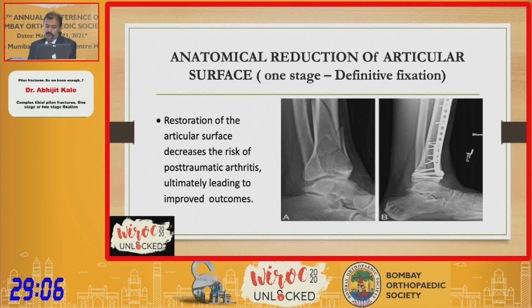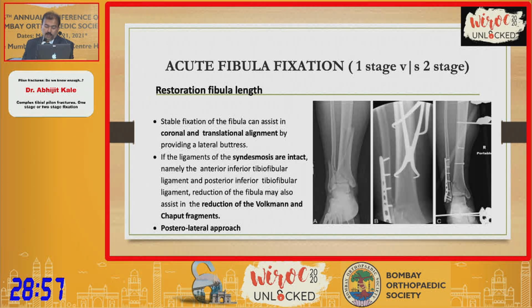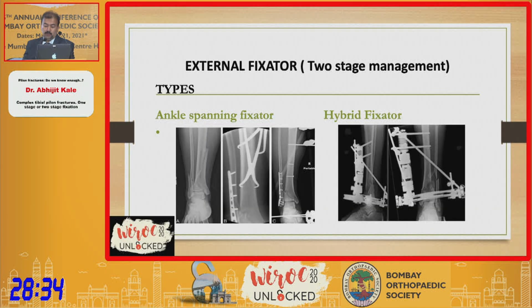When it comes to definitive fixation, the role of anatomical reduction cannot be overemphasized. That is one factor which definitely predicts the outcome. The role of fibula fixation has already been talked about. When one fixes the fibula first, one achieves length and thereby corrects the coronal and translational alignment. If the syndesmosis is intact, it also helps in reducing the articular fragment. The approach of choice for fixing the fibula fracture remains the posterolateral approach. Now, the external fixator used in a two-stage management can either be an ankle-spanning external fixator or a hybrid fixator.